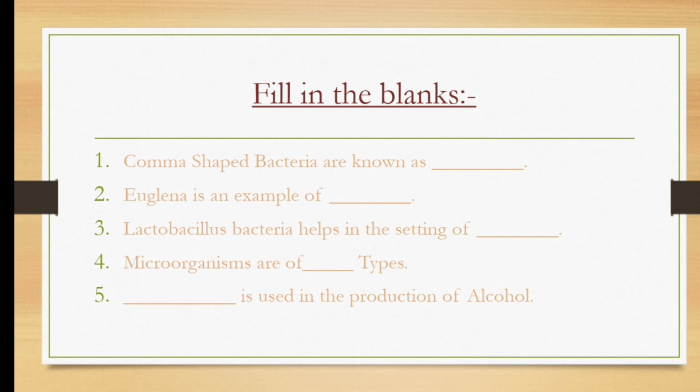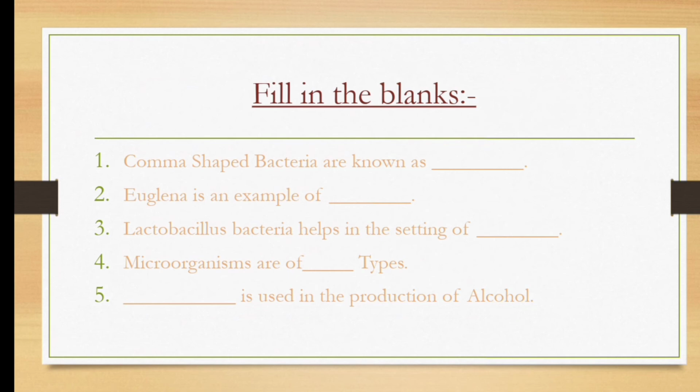This I have discussed in the topic types of bacteria, in which I discussed bacteria are classified into four types on the basis of their shapes and structure. First was spherical shaped, they are known as cocci. Second was rod shaped, they are known as bacilli, or you can say bacillus. Third is spiral shaped, they are known as spirilla. And the fourth was comma shaped, and these comma shaped bacteria are known as vibrio. So the answer would be vibrio.